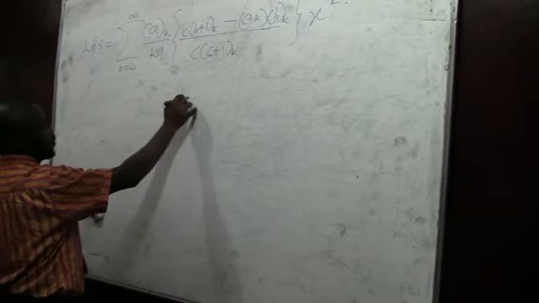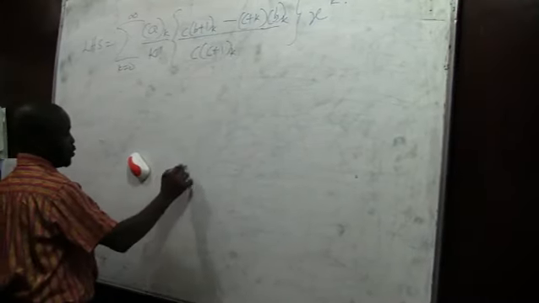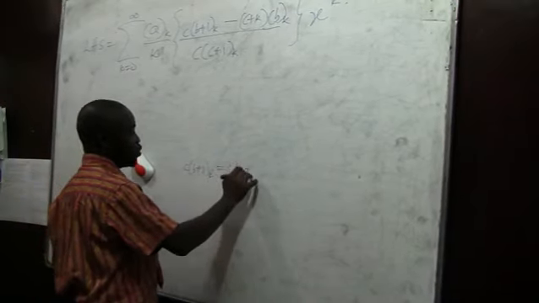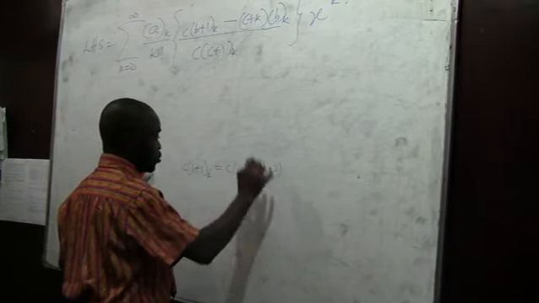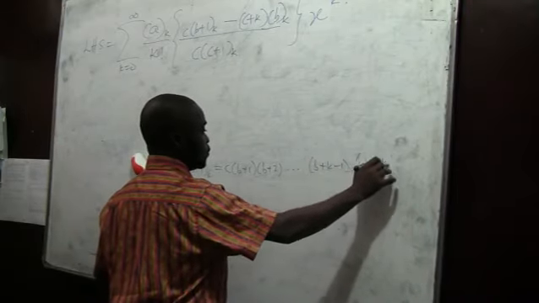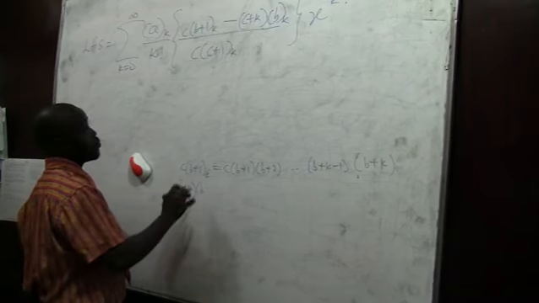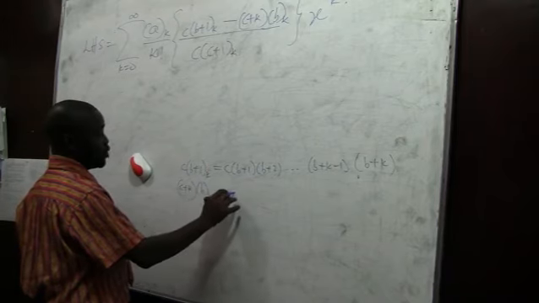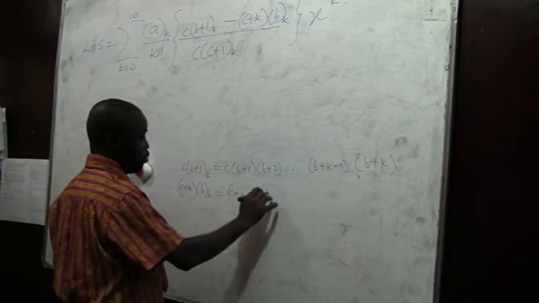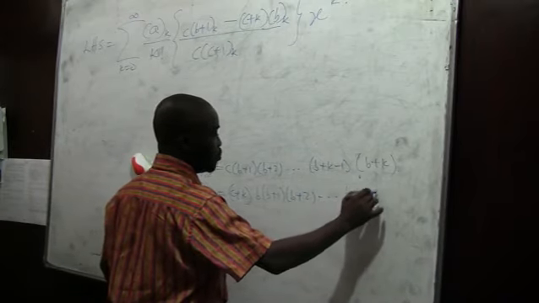Of course, the first one is (c(b+1))_k, which gives c(b+1)(b+2) up to (b+k-1)(b+k). The second one is (c+k)(b)_k, which gives (c+k) into b(b+1)(b+2) up to (b+k-1).